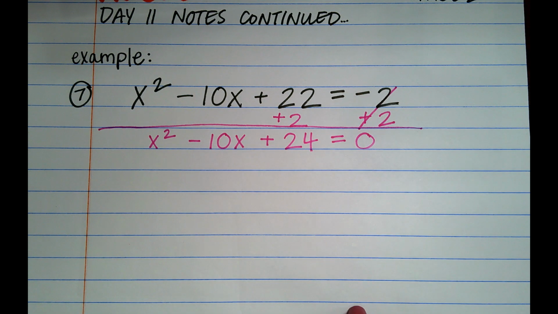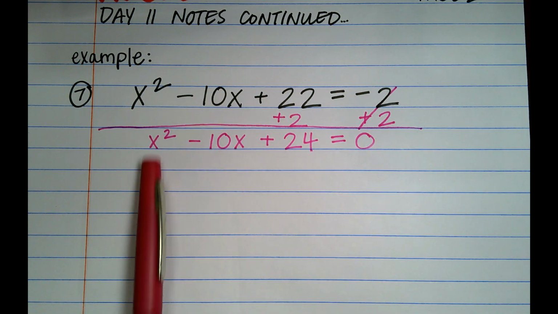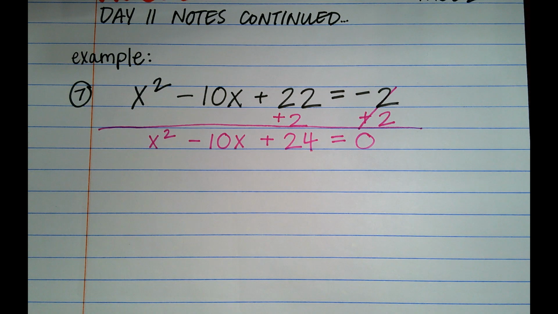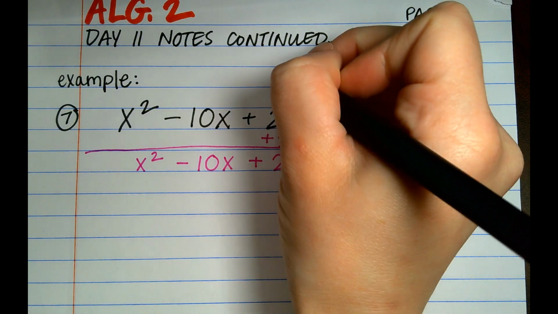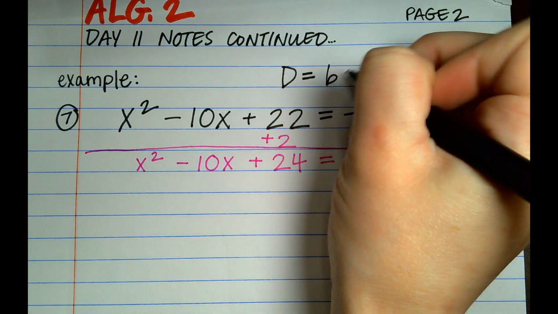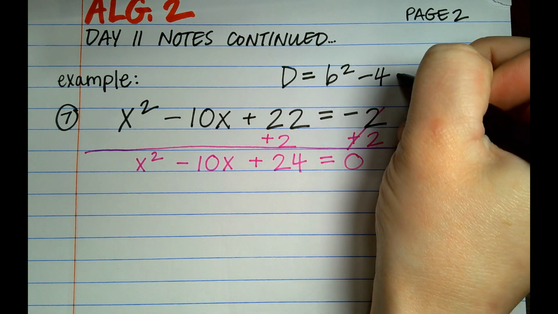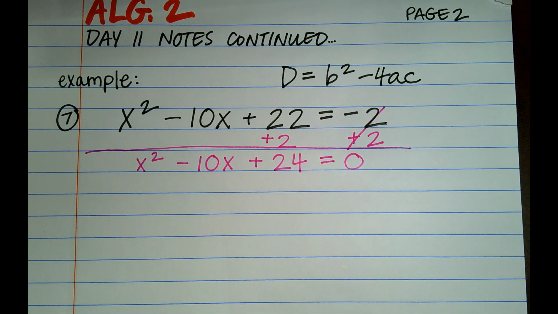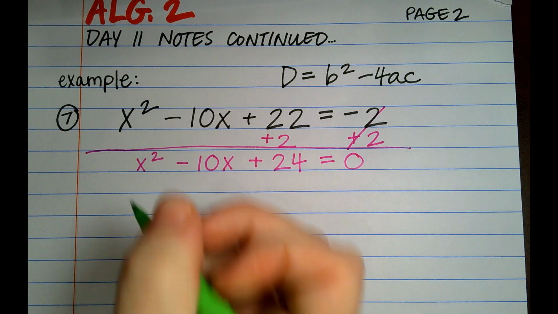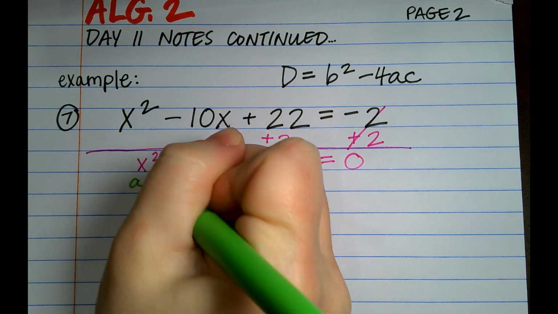Okay? So now that we've rearranged this equation, let's see if we can find the discriminant. And I'll rewrite that up here. Remember, discriminant is just b squared minus 4 times a times c. So first things first, what is my value for a? 1. Good. Here, let me get another color. Okay, so my a is 1.